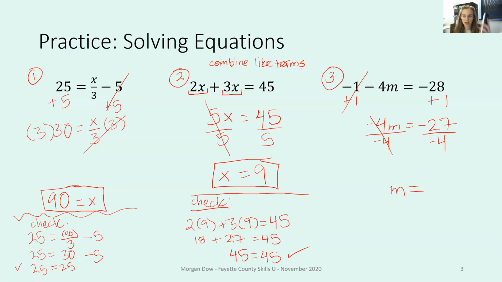So I just got out my calculator here. 27 divided by 4 is equal to 6.75. And if you'd like to, you could go ahead and double check that answer.